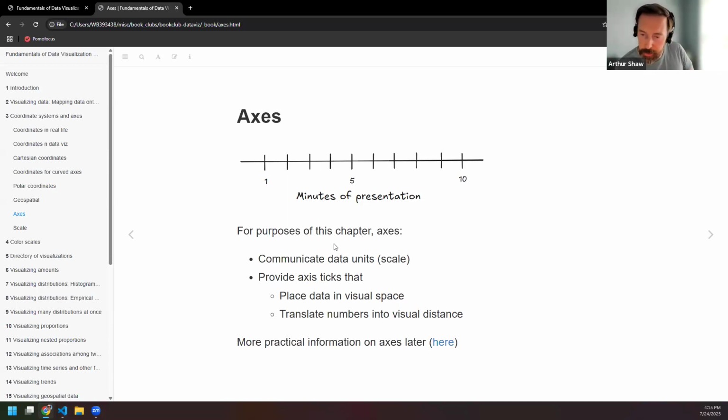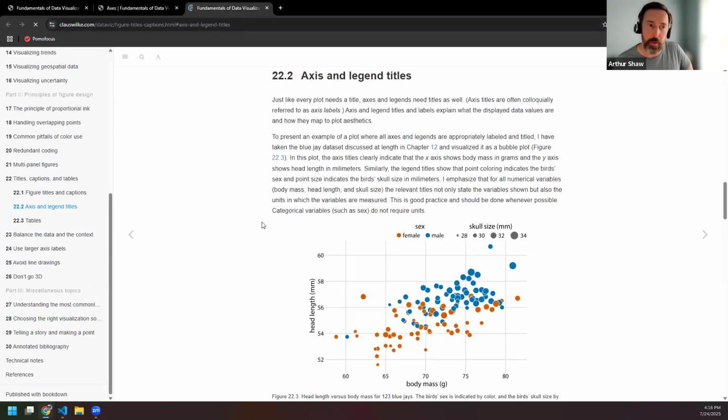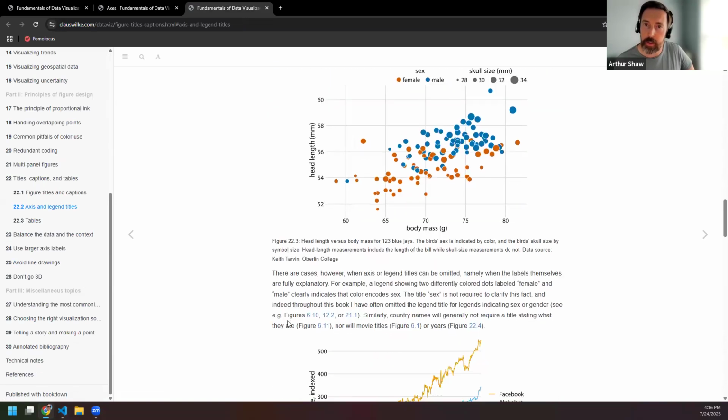What I thought was interesting about this chapter is that I was hoping the author would have gone into more detail about, I guess still we're in the theory part of the book, but I was hoping for a little bit more practical guidance on how to come up with good axes, make them readable, etc. But for other people that are similarly inclined and want that kind of information, this comes up later in the book, where there's some information about axes and legend titles.